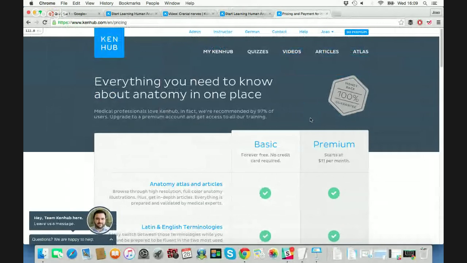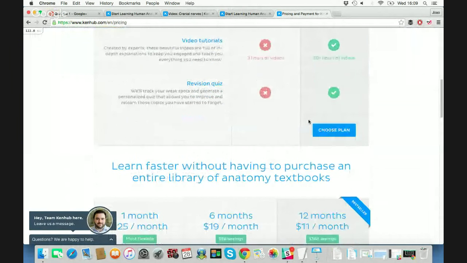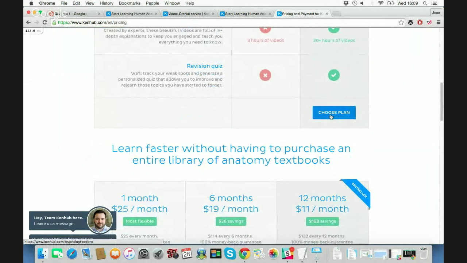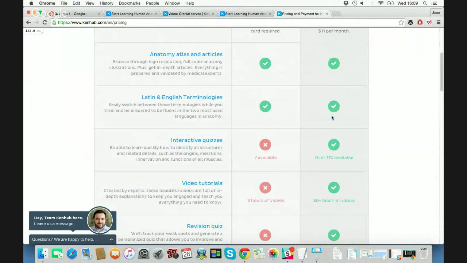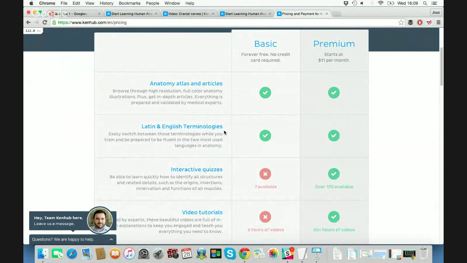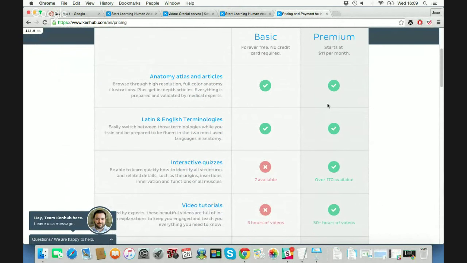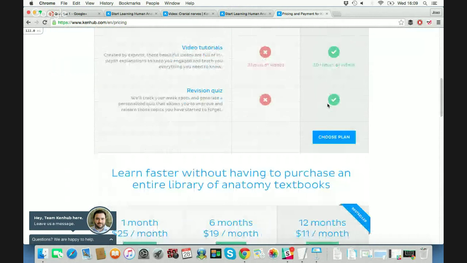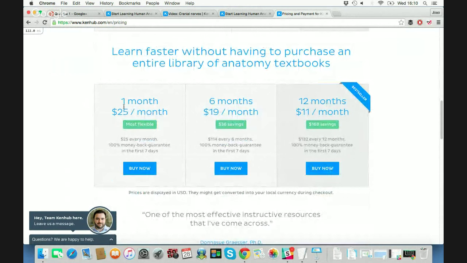Now, what I'll do also, take this opportunity to go back to our website, here to the pricing page where I can show you where you can then pick your plan here on choose plan. You can also see here the different things we offer on the basic and premium plans. And you can scroll all the way down to find also here the different packages that we offer, the 1 month all the way to the 12 months. So this is the one you want to go to if you just want to have access to Kenhub for 1 month.